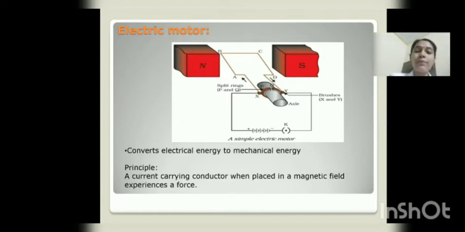And what is the principle? See, many of the children get confused between the purpose and the principle of the electric motor. This is the purpose of the electric motor: converts electrical energy to mechanical energy. This is not the principle. What is the principle? This is the principle: a current carrying conductor when placed in a magnetic field experiences a force.